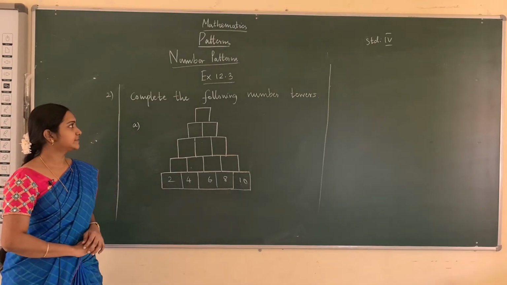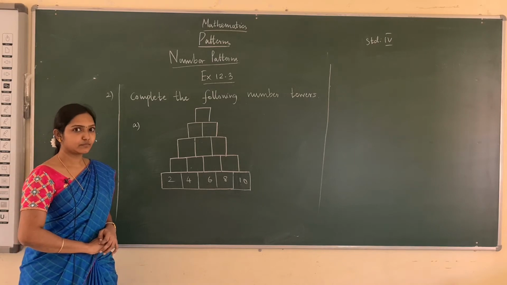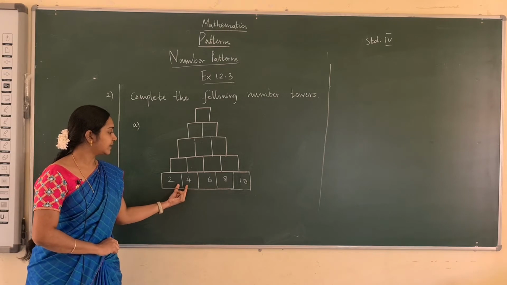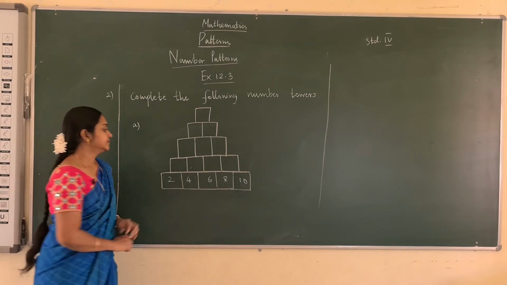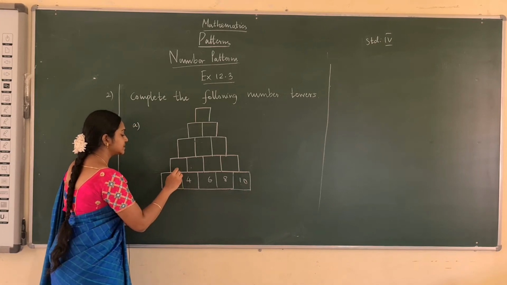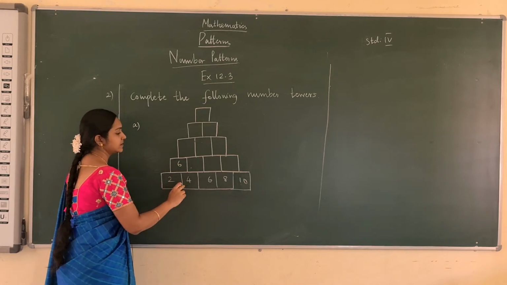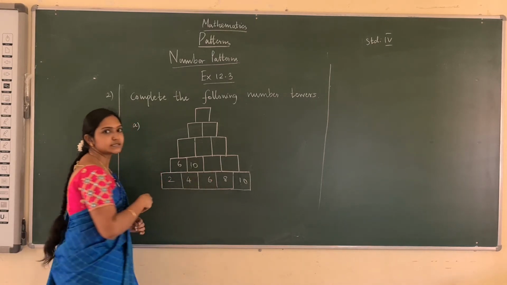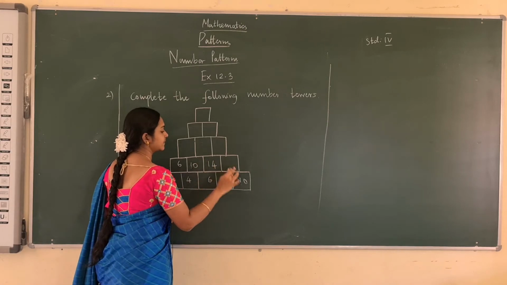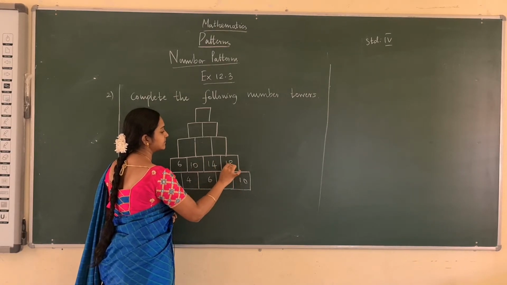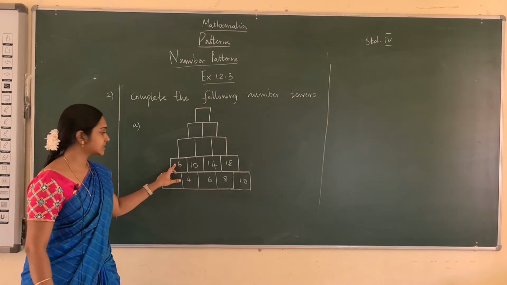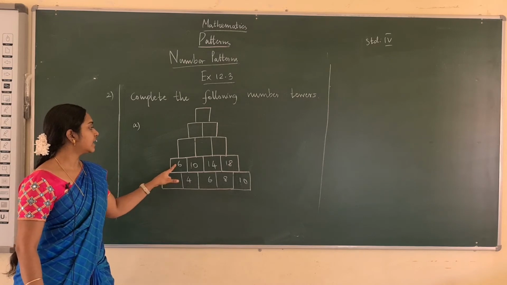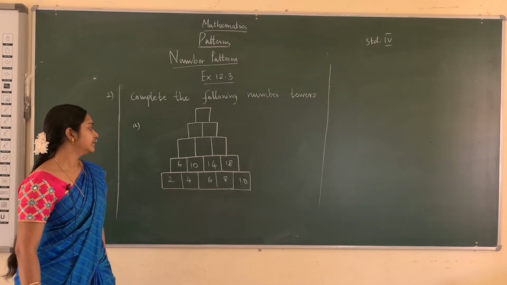The second question is complete the following number towers. For number towers, what should we do? We should sum the two numbers below and put it above. So 2 plus 4 is 6. Here 6 plus 4 is 10. 6 plus 8 is 14. 10 plus 8 is 18. So the number above is the sum of the two numbers below. That is the rule for number tower.